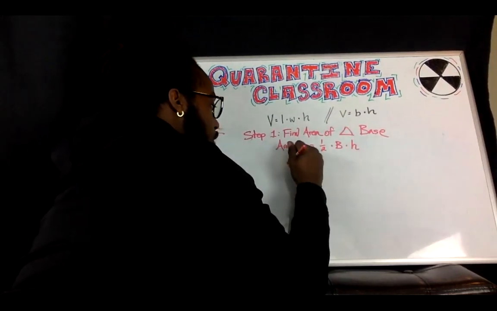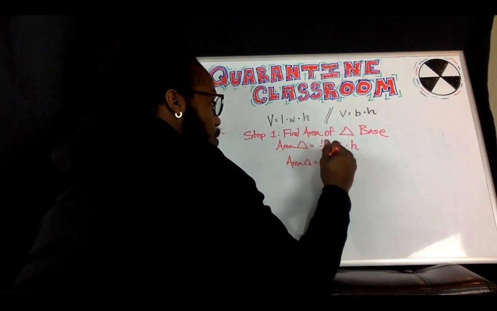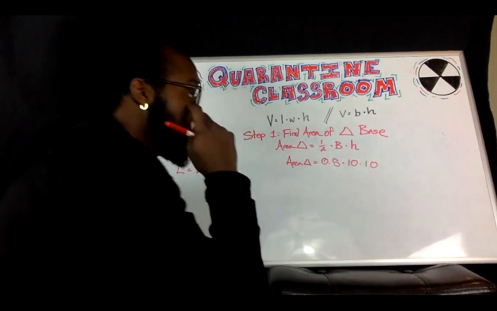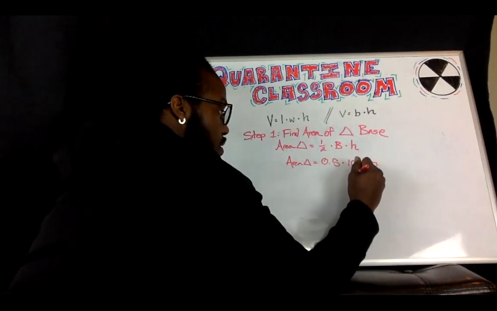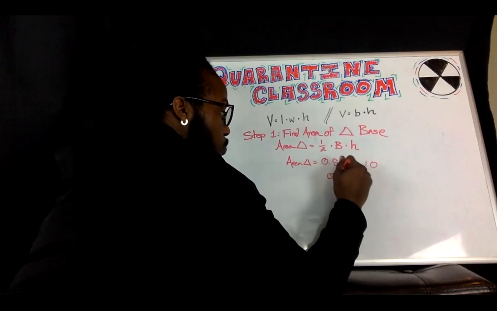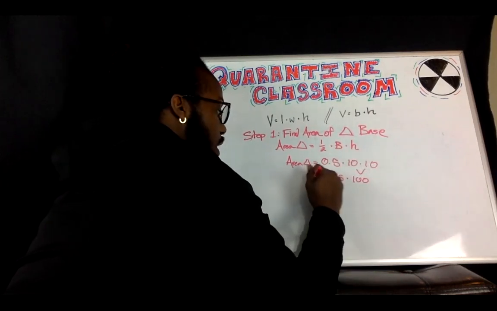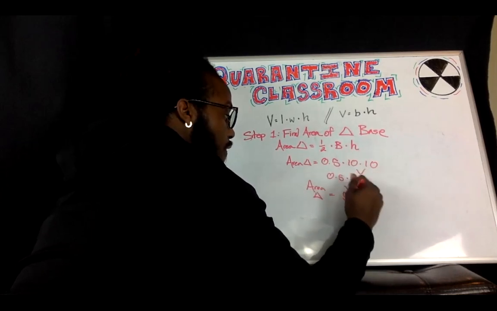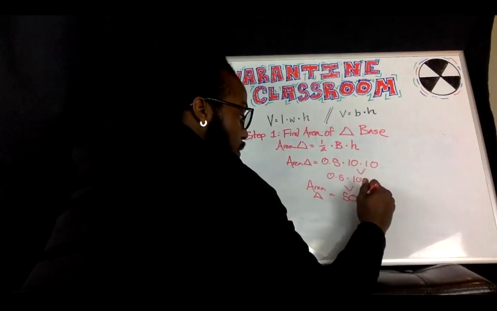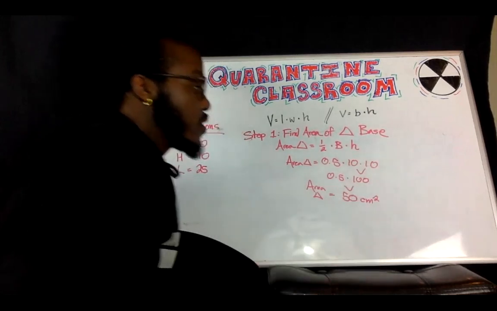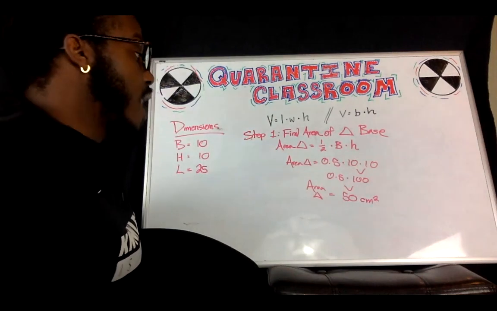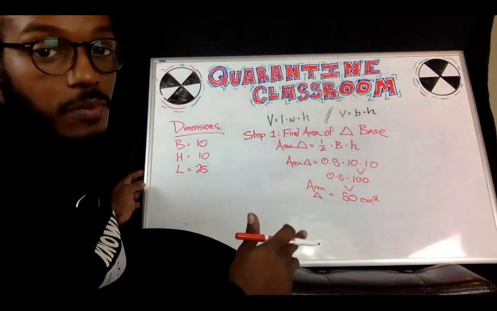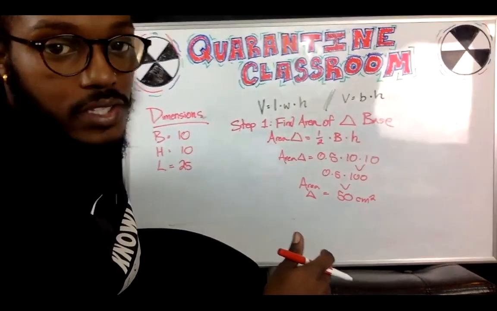So the area of our triangle is equal to 0.5 times 10 times 10. And what this ends up being is 100, and we're trying to say 0.5 times 100. The area of our triangle is equal to none other than 50 square centimeters, because we only multiply length times width. Now we can take this 50 and put it back into our volume formula to be able to figure out the rest. I'm going to hold this up so you guys can see it a little bit better.